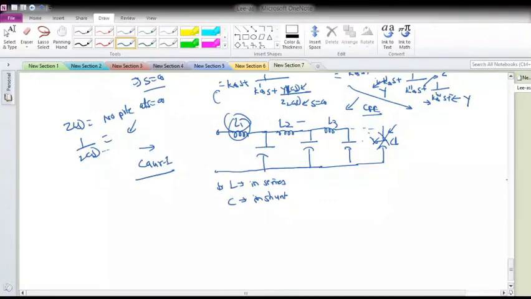So this kind of final structure is called the ladder structure. This is also a canonic form, but the name is ladder structure.